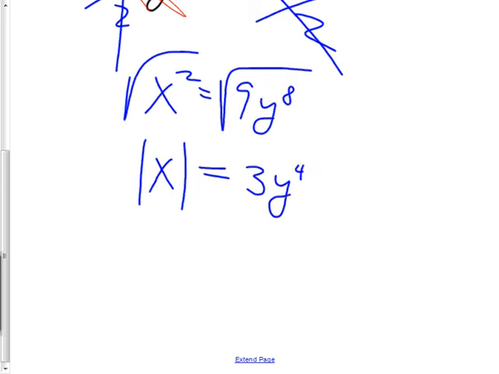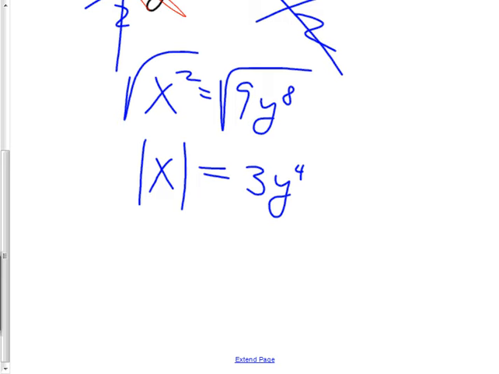Let me think that through with you for just a second. Square root of y to the 8th means what times what would make y to the 8th. And y to the 4th times y to the 4th does make y to the 8th, so the answer is y to the 4th.